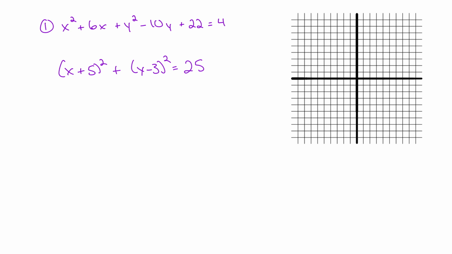And getting from something like x squared plus 6x into a perfect square, we've done something like this before in this class. We've already done this work before. The steps in order to get from an x squared plus 6x into an x plus 5 squared is the process of completing the square.